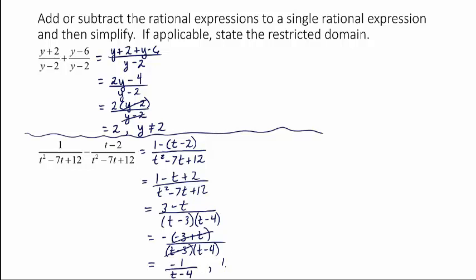And make sure that you say that t can't be 3, right? Because we canceled out that factor of t minus 3. Great, so hopefully you're getting the feel for this just in terms of the addition and subtraction. Once you actually get a single fraction, then you're just simplifying the rational expression from there.